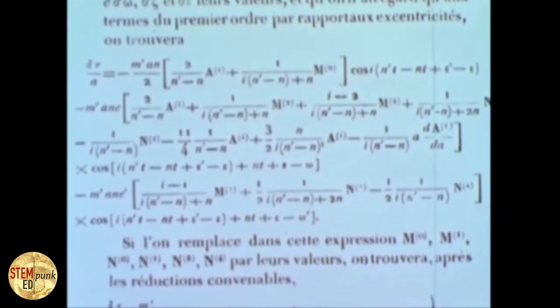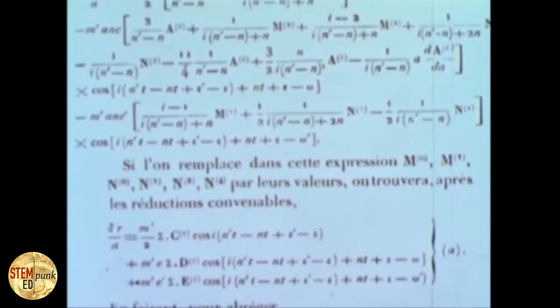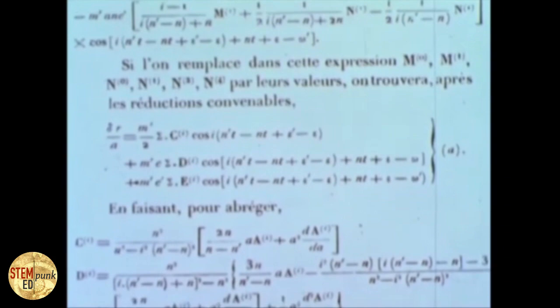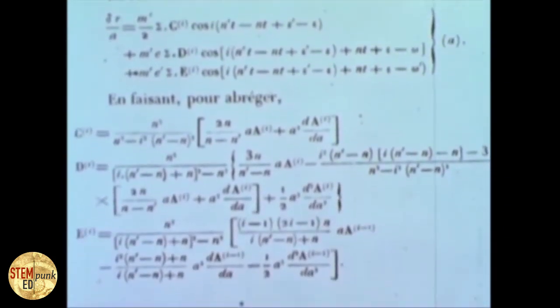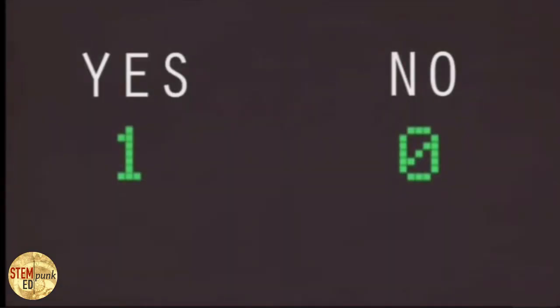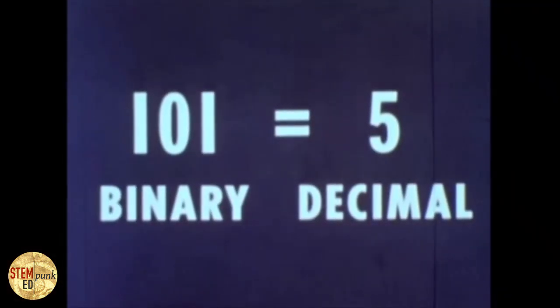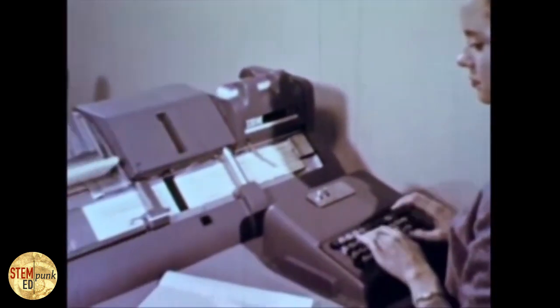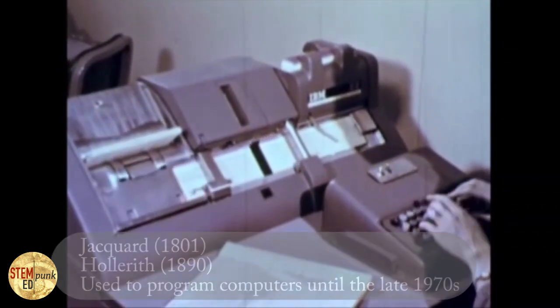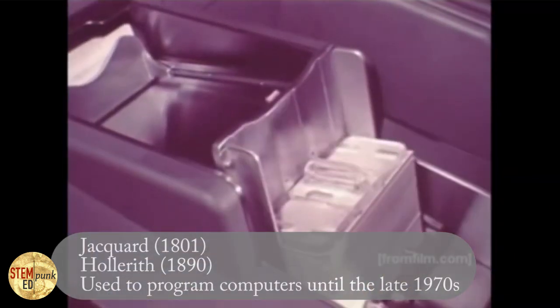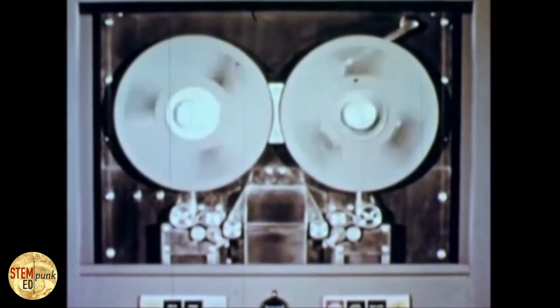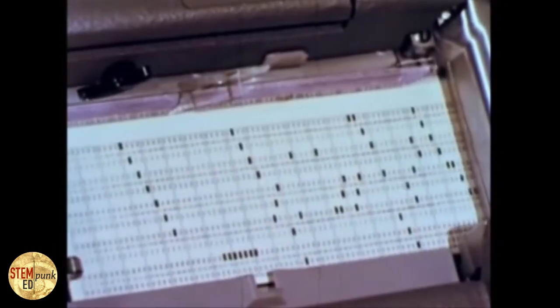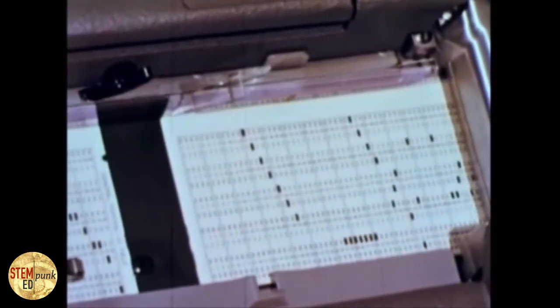Since this is true, how can we translate reams of data, thousands of words, complicated formulas, into the yes-no signals that the computer can understand? The answer is binary arithmetic, a system that uses only 2 digits, 1 and 0. Information to be fed into a computer is often encoded on cards, then transferred to magnetic tape for input to the computer. Holes punched in the cards represent the letters, numbers, and symbols.